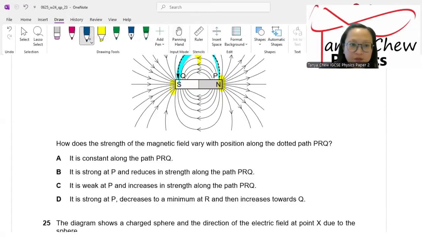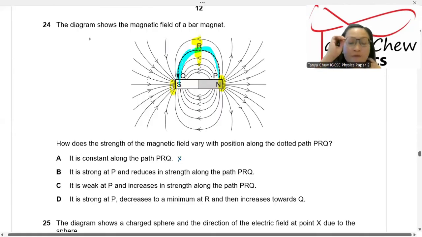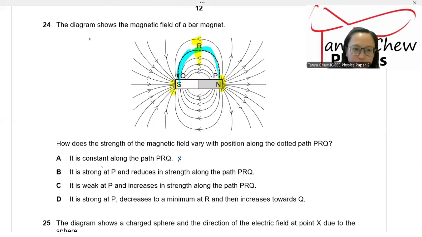So let us look at the answer. It is constant. That is not true. It varies. B, it is strong at P, which is true. It reduces its strength along PRQ. No, because it reduces its strength to R and increases its strength again to Q. So this is not true. It is weak at P. No, it is strong at P. Right, it is strong at P, yes, this is true, decreases to minimum at R, which is also true, and then increases towards Q, yes, D is the answer.